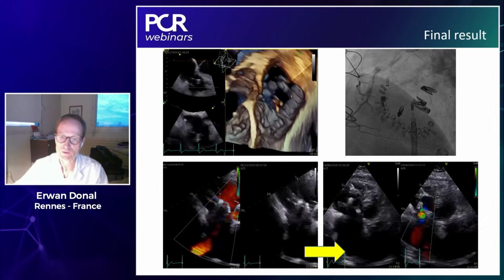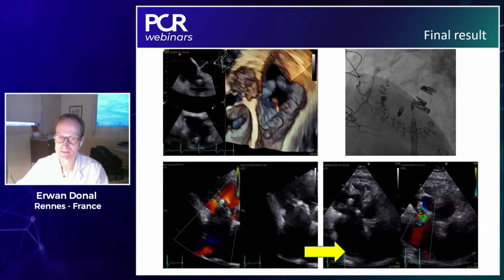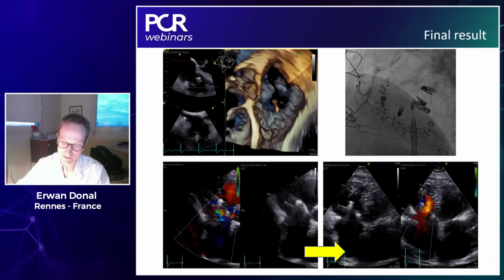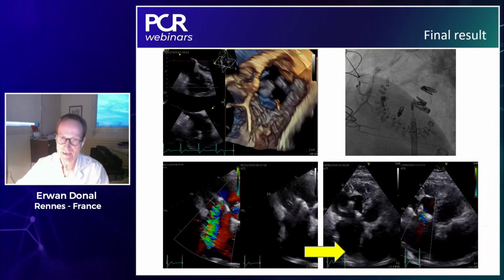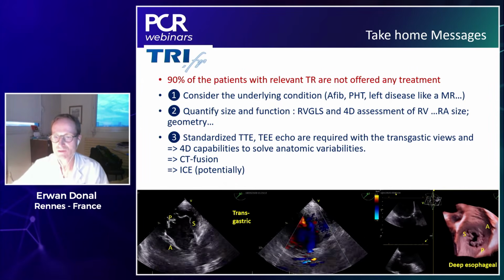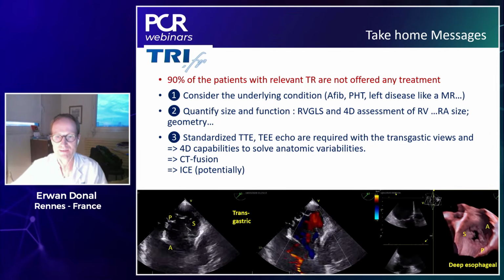And then you see the result at the end. You have 3 clips and the Cardioband, and almost no more tricuspid regurgitation after the device's implantation. And it was much easier to do thanks to the 3D, thanks to the CT, and also thanks to the use of the ICE catheter.